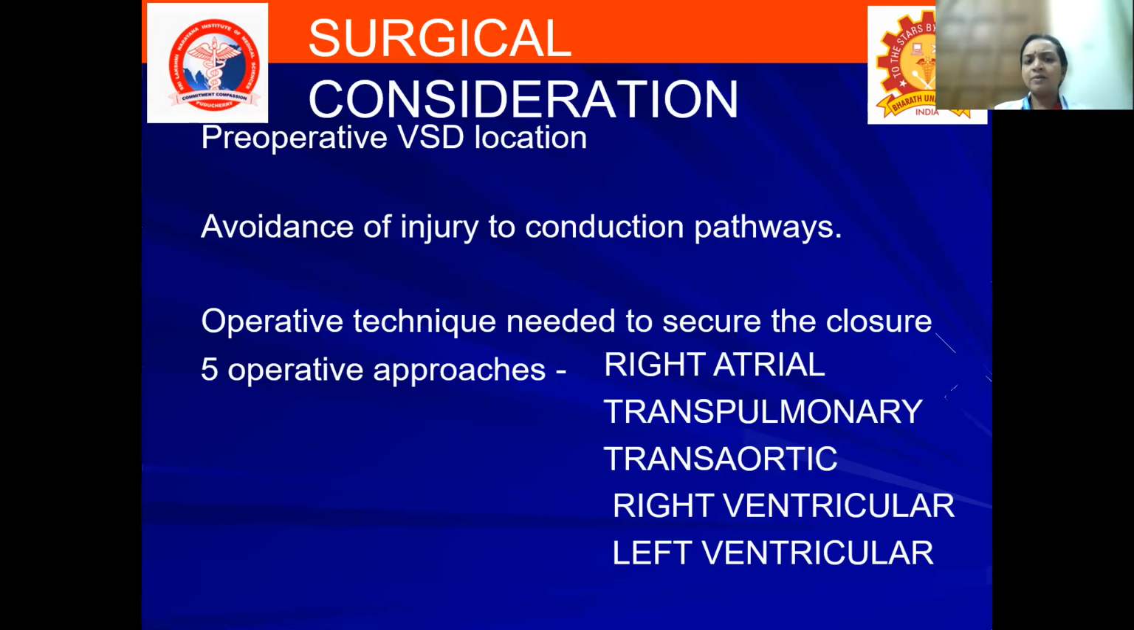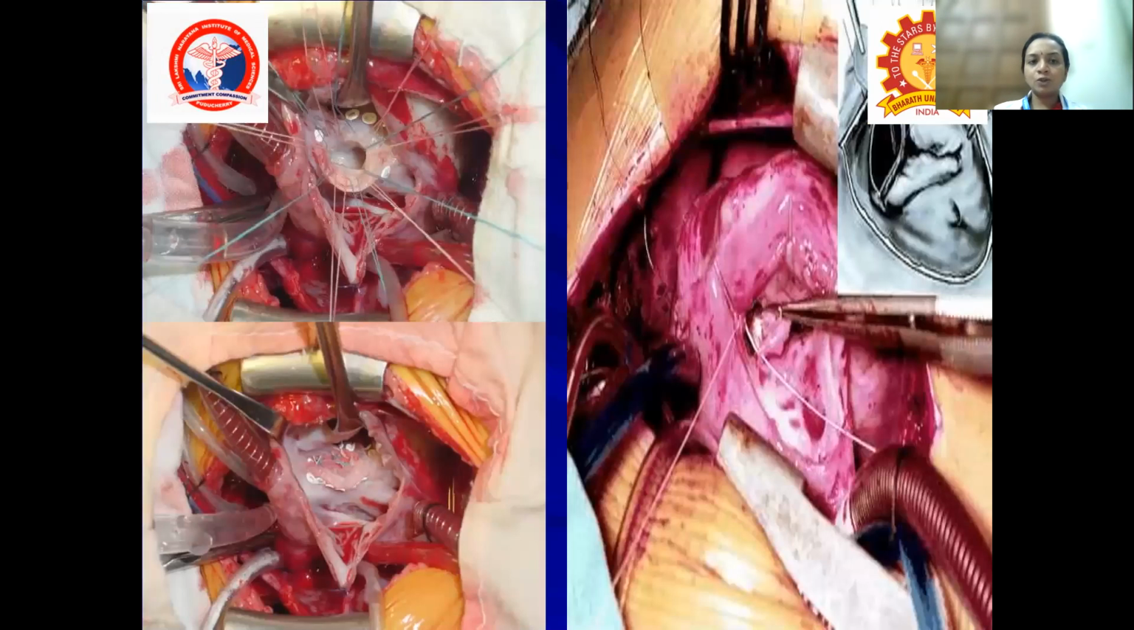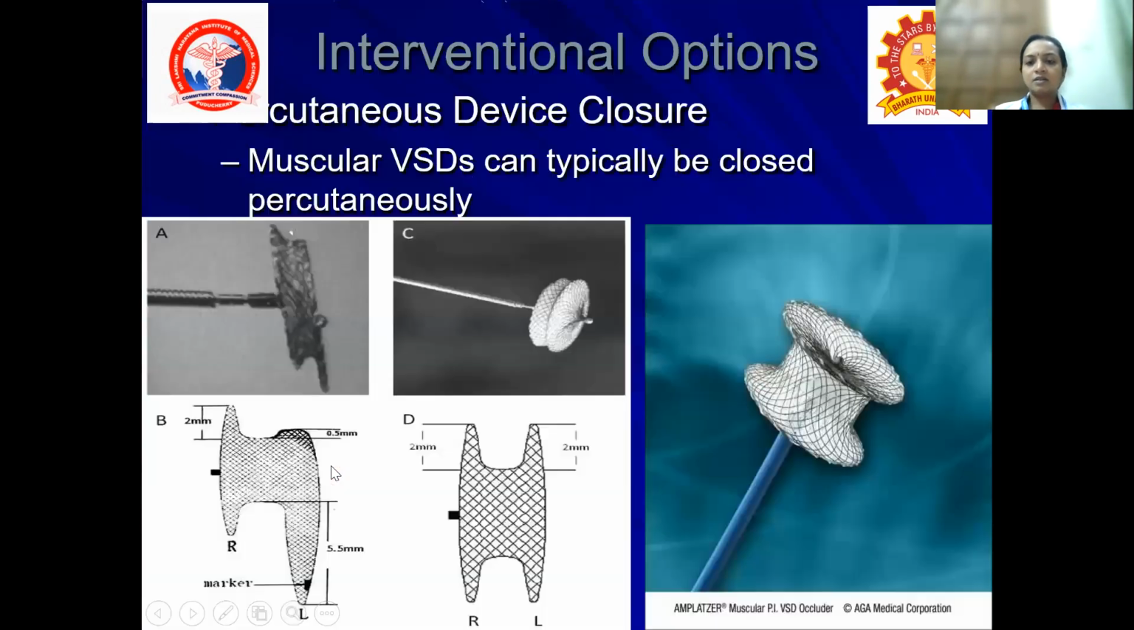Surgical considerations: preoperatively the VSD location has to be ascertained, with avoidance of injury to the conduction pathways, and an operative technique needed to secure the closure. The approaches could be right atrial, transpulmonary, transaortic, right ventricular, and left ventricular. Here you can see there is a patch closure of the ventricular septal defect. The patch is being placed across. There are several interventional approaches. Percutaneous device closures are also being done. Muscular VSDs can typically be closed percutaneously.